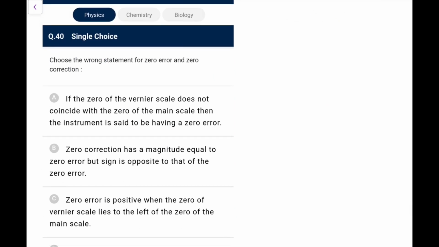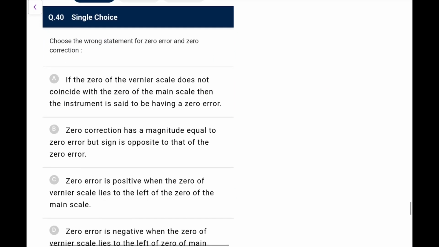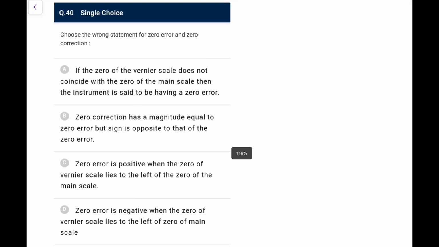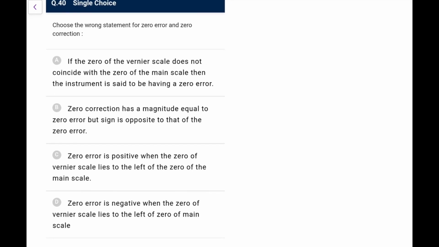Next, choose the wrong statement for zero error and zero correction. Okay, again this is a measuring instrument. If the 0 of the vernier doesn't coincide with the 0 of the main scale, then the instrument is said to be having a zero error. So this is a right statement, so this won't be the answer. Zero correction has a magnitude equal to zero error, but sign is opposite to that of, yes, this is correct. Zero error is positive when the 0 of the vernier lies to the left of the 0 of the main.